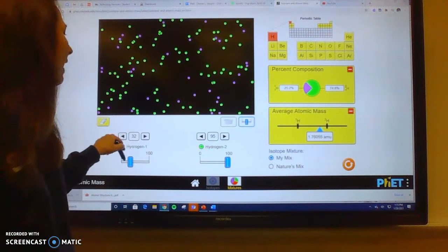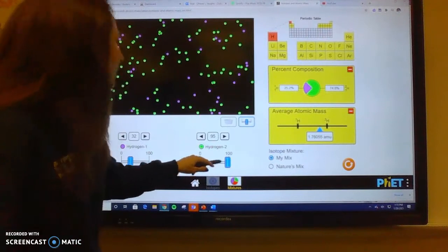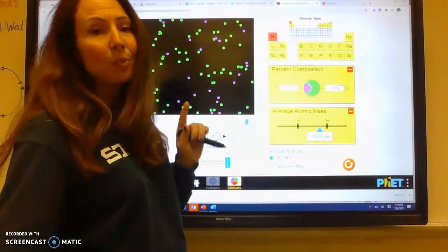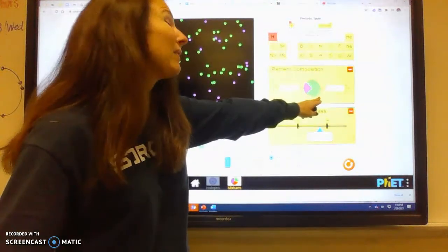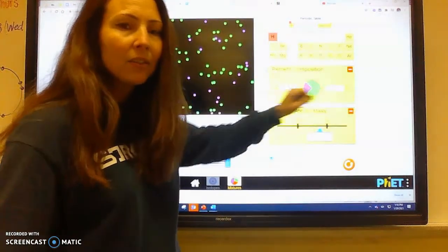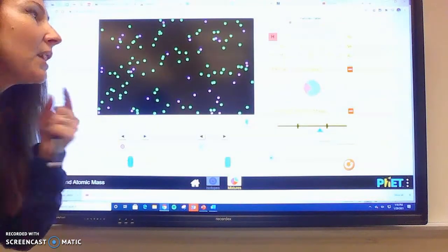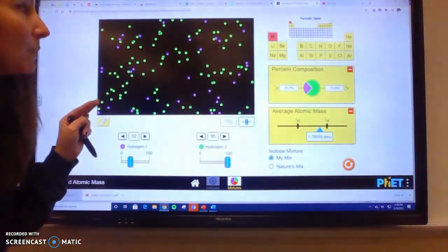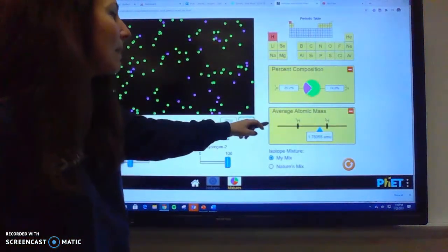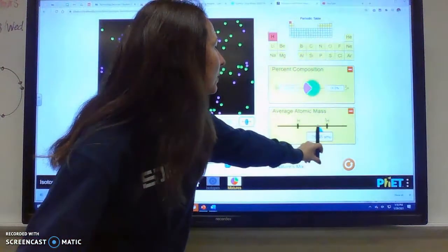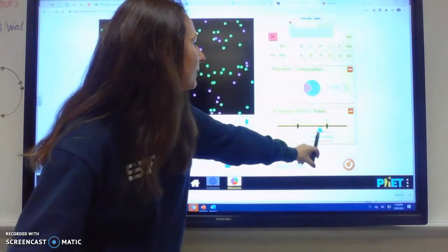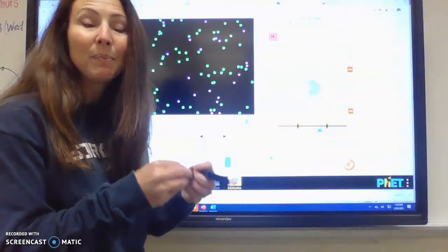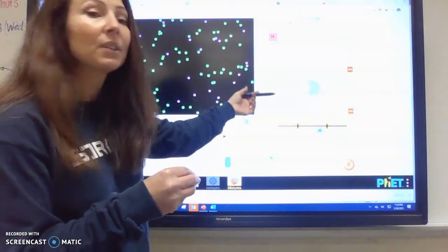Let's say we only have 32 of those, so we have 25% hydrogen 1 atoms. And we have almost 75, can't really see that, but almost 75% hydrogen 2 atoms. So then it tells me my average atomic mass, notice that it's closer to H2, okay? So that's that weighted average. The weighted average is based on the percentage.